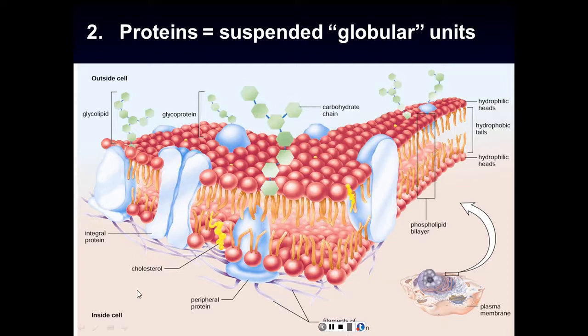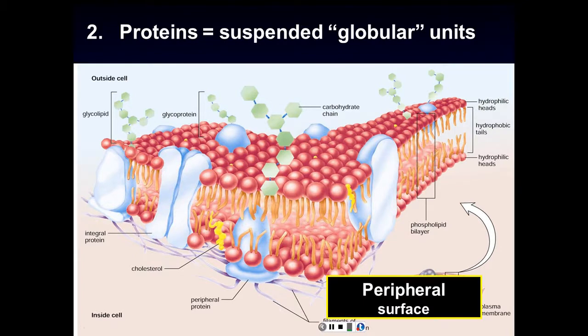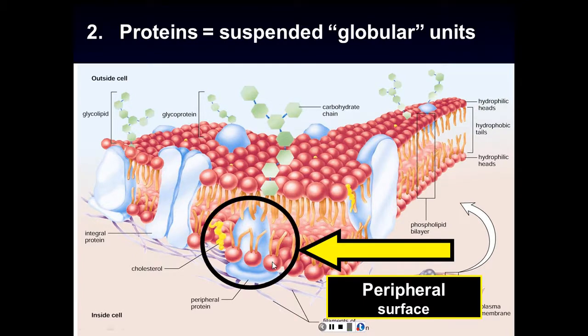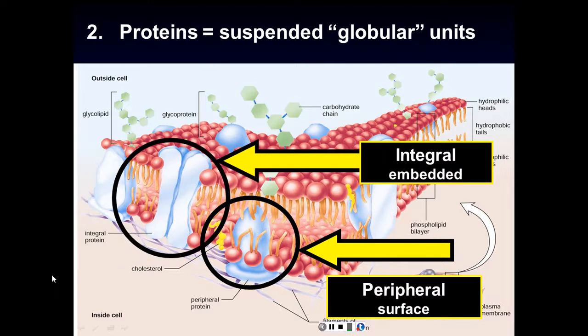We actually refer to those proteins according to how they are oriented. So this one that we saw earlier, this one is just on the surface of the membrane. We call those peripheral proteins. If they are embedded within the membrane, they have a presence on the outside and on the inside of the membrane. We actually call those integral proteins.